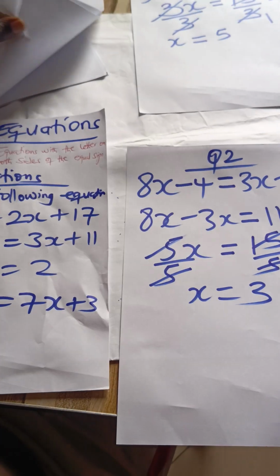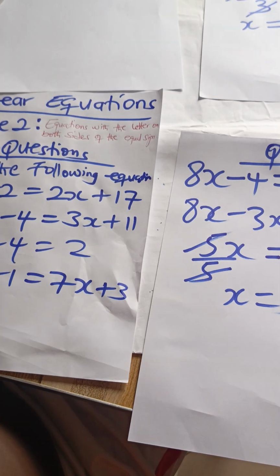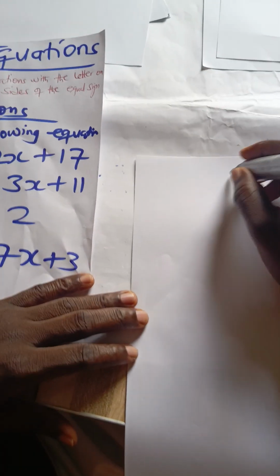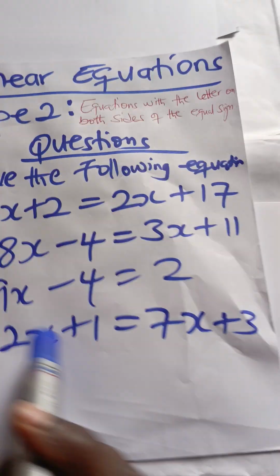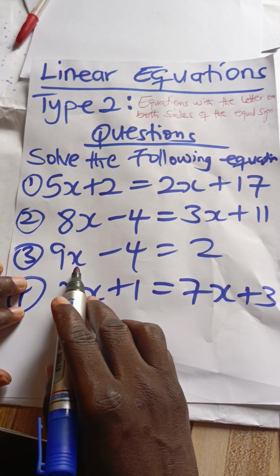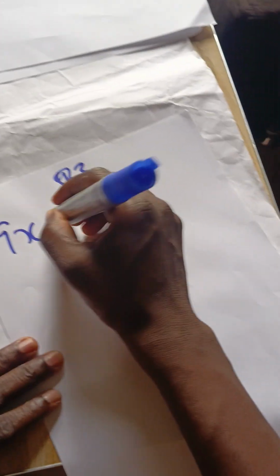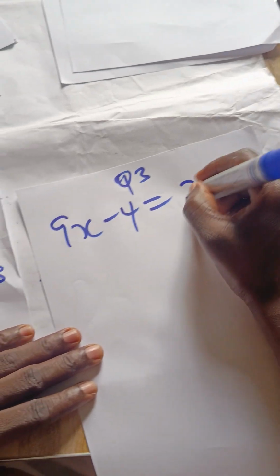We are going to use another sheet for question 3. So that is question 2. Now let's go to question 3. This is question 3: 9x minus 4 is equal to 2. So we have 9x minus 4, which is equal to 2.